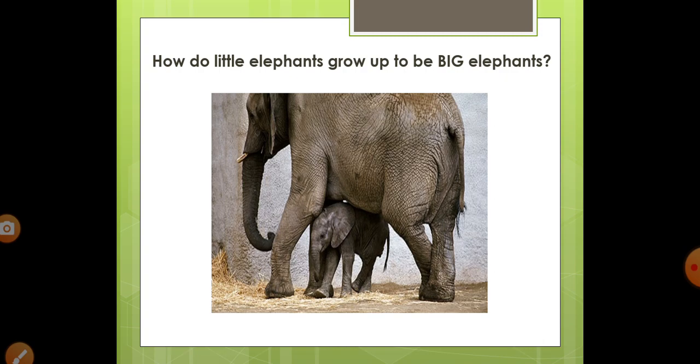Now, have you ever imagined how little elephants grow up to be big elephants? As I have told you, from a single cell, that is the zygote, the cells keep multiplying to form a multicellular organism. So slowly we see that the zygote grows, and after a few months and years, the little elephant changes into the big elephant.